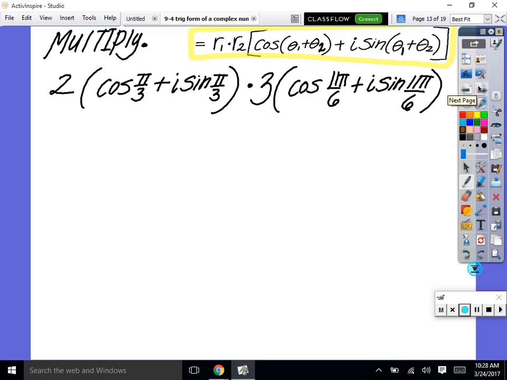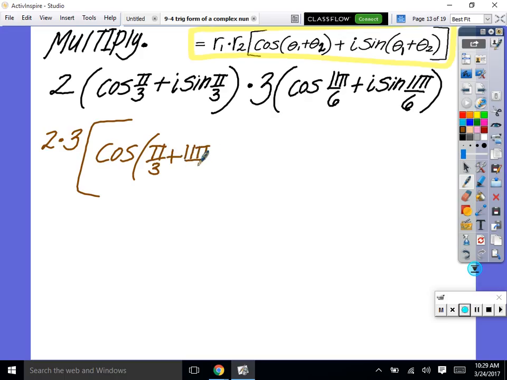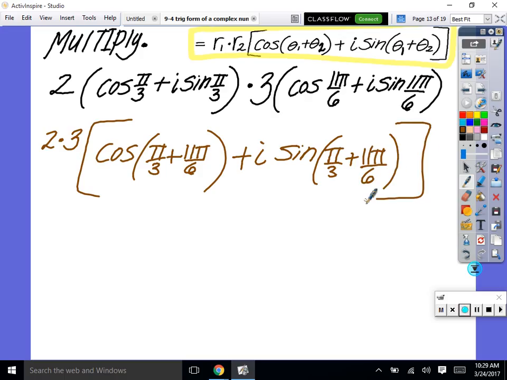Okay. Here we go. A complex number multiplied by a complex number. What a nightmare, to distribute and combine like terms and then change i squared and then calculate each of it. So luckily we have the formula here. We can literally just reorder this. 2 times 3 times cosine of pi thirds plus 11 pi 6, theta 1 plus theta 2, plus i sine of pi thirds plus, oh, I couldn't read my own handwriting, 11 pi 6.